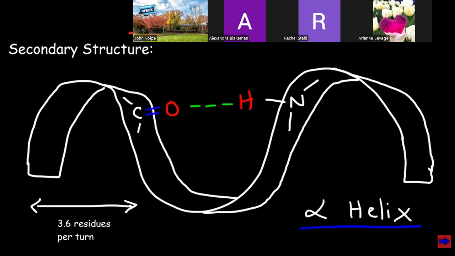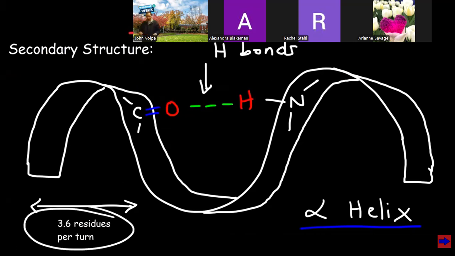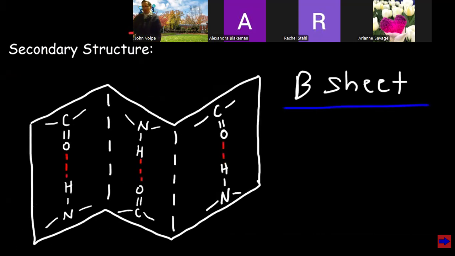The secondary structure describes the localized shape of a protein. And there's two of them that you need to be familiar with: the alpha helix and the beta pleated sheet. In the alpha helix, you can see that it's stabilized by hydrogen bonds. The NH group of one amino acid interacts with the carbonyl group of another amino acid. And each turn contains about 3.6 amino acid residues.